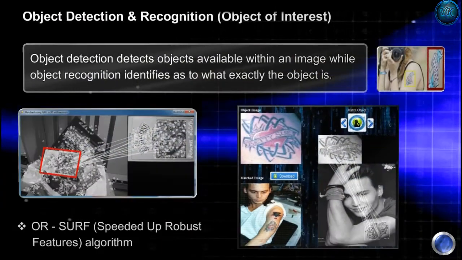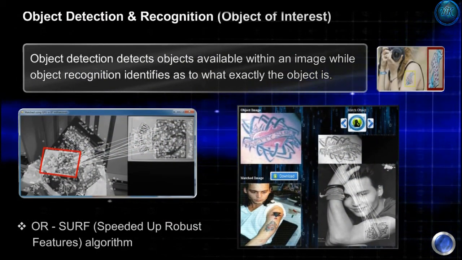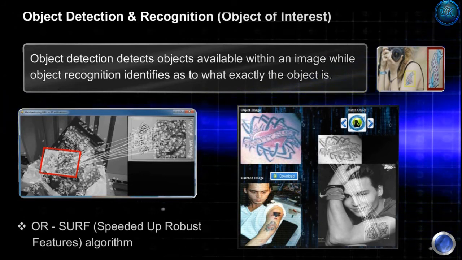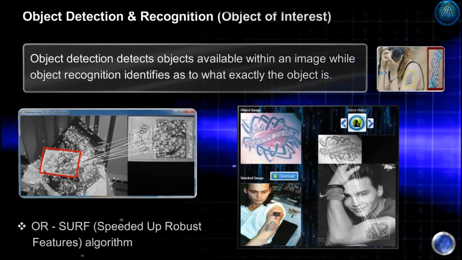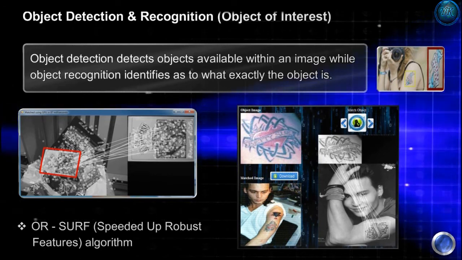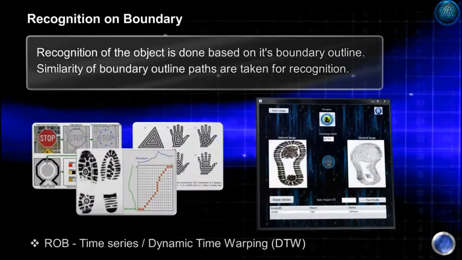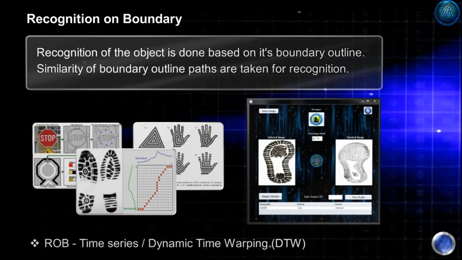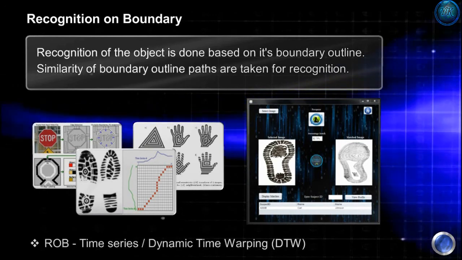Moving into object recognition, this was implemented using the SURF algorithm, and as we know, it's about getting to know image content through another image, so we could find a match through an image database in order to get a more accurate match for object recognition. Boundary-based recognition was implemented for shoe print recognition. This was implemented using time series and the dynamic time warping algorithm.